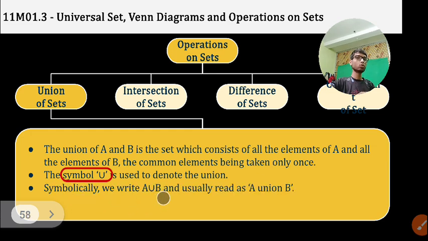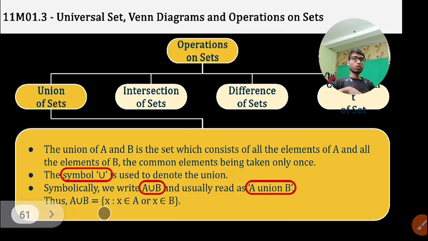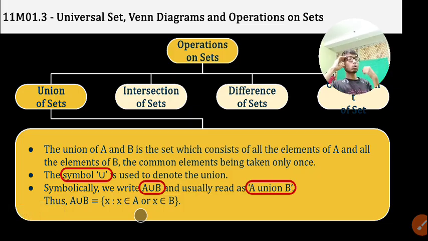Symbolically, we write A union B. Here we are saying that we have the unique elements of both, and it is usually read as A union B. Thus, A union B can be written in set builder form as x such that x belongs to A or x belongs to B. Whatever x is, it will belong to A or to B. For example, if we take 4 as x, then it will be in A or in B.